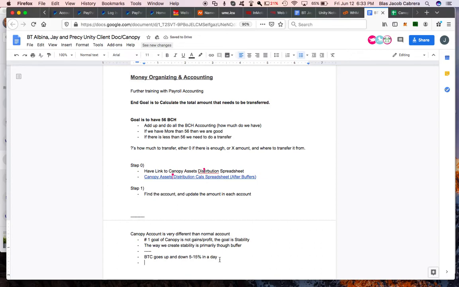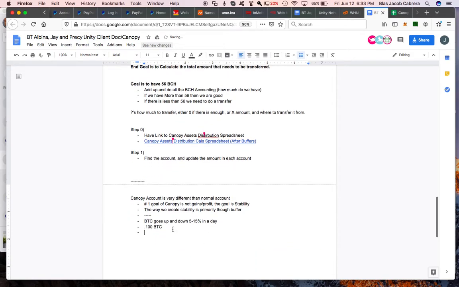So that means, let's say you've got 0.100 Bitcoin, right? This would be like $1,000 worth of Bitcoin. If it's going up and down 5% a day, that would be as much as 0.015 Bitcoin changed per day. Does that make sense? Yes.